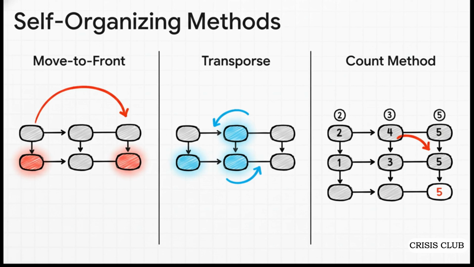Transpose is a little more chill. When you access an item, it just swaps places with the one right before it, kind of slowly bubbling its way up to the top over time. And then there's the count method, which is basically a popularity contest. The list literally keeps a running tally of how many times you've accessed each item and then sorts the whole thing based on that score.